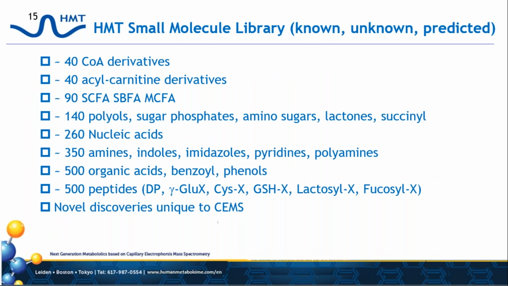Yeah, and our small molecule area that contains knowns, unknowns, and predicted contains many different types of molecules, from coenzyme A's, acylcarnitines, short-chain fatty acids, middle-chain fatty acids, phosphates, nucleic acids, amines, imidazoles, organic acids, and a large number of peptides that include gamma-glu peptides, cysteine adducts, glutathione adducts, lactosyl adducts, fucosyl adducts, as well as novel discoveries to give you a highly annotated metabolome profile.